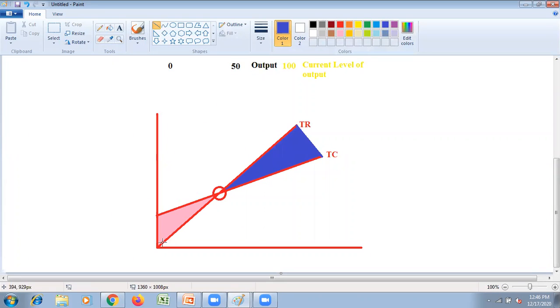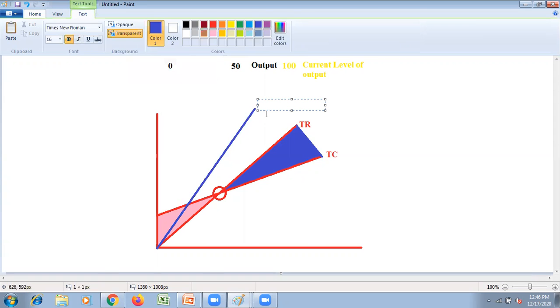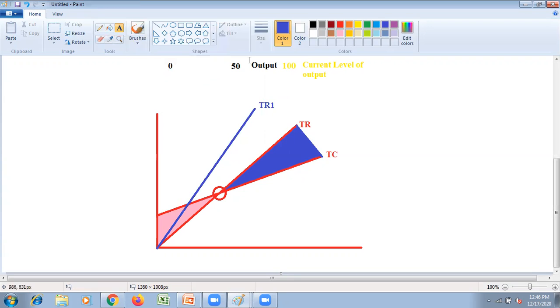The slope of the total revenue curve will change. So there will be a pivotal shift in total revenue like this. The slope will increase because now on each item sold, business is getting higher revenue. So we'll call it TR1, and now the new break even will be achieved earlier. Okay, this one.